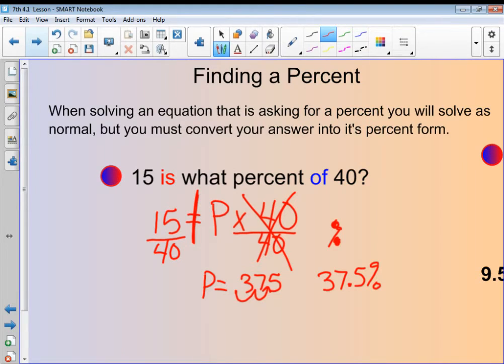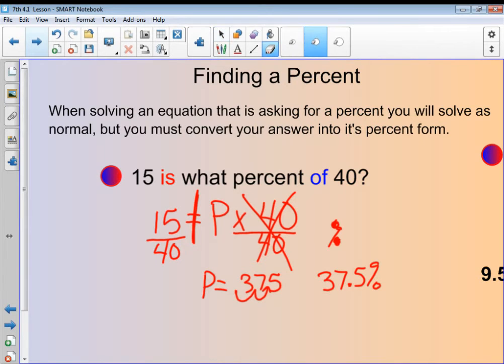If you had rounded it to 38%, I would accept that. But realize that if you're doing a standardized test, they may only give 37.5 as the correct answer option. So make sure that you're paying attention. Maybe look at those answer options and see, do any of them have a decimal before I go through and change it to a 38%, okay?